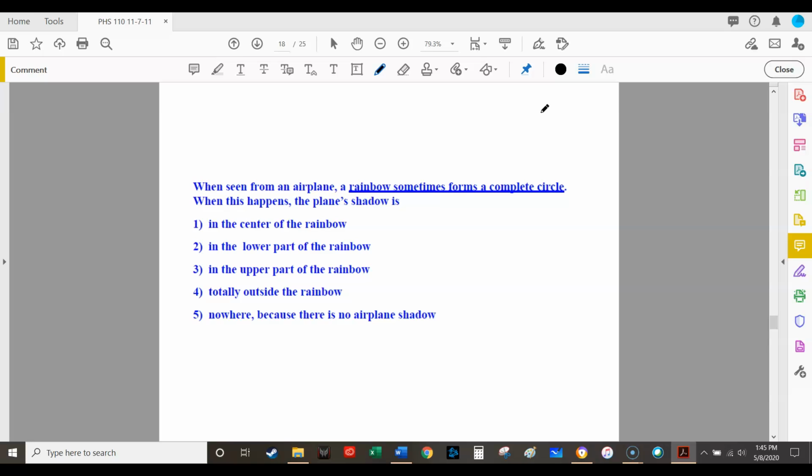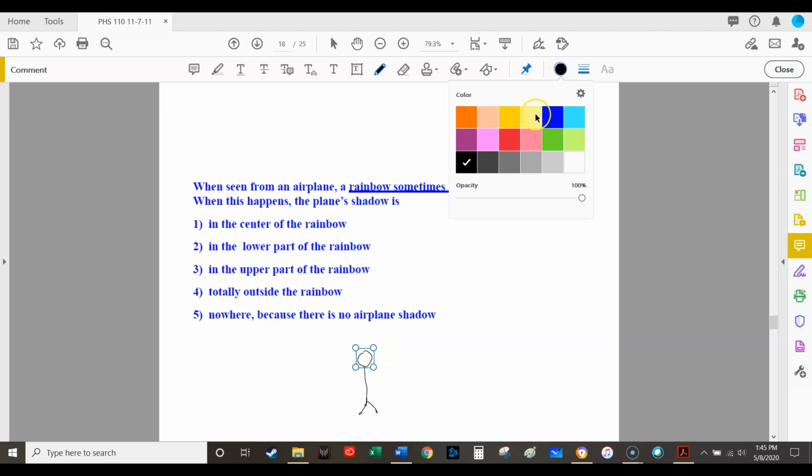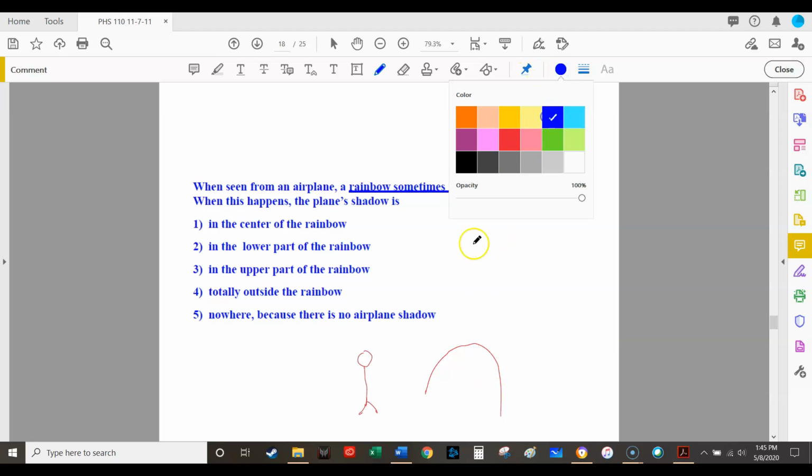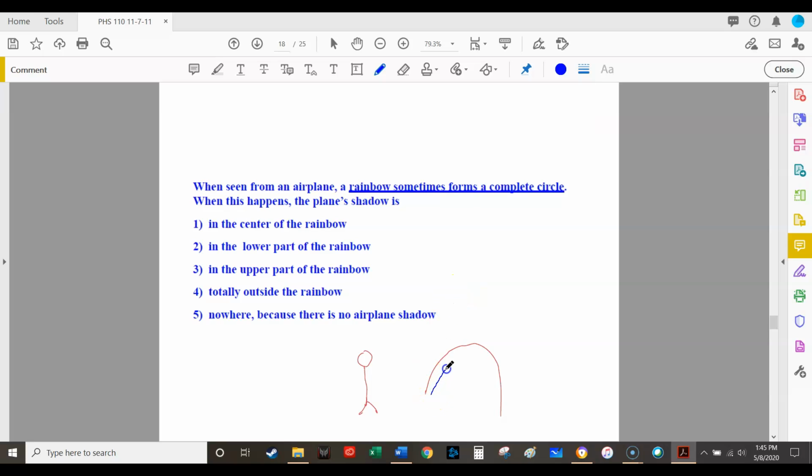Okay, we're back. Well, we had talked about how if you're standing right here and you see a rainbow, it would be a half rainbow on the Earth. Red is going to be on the outside. Blue is going to be on the inside. Actually doing a pretty good job of drawing that.